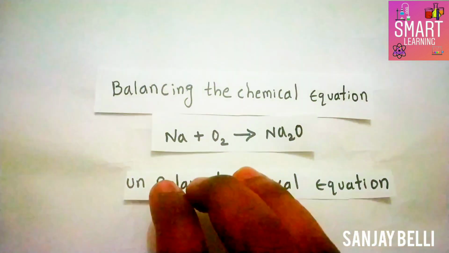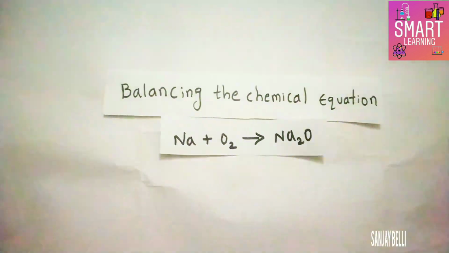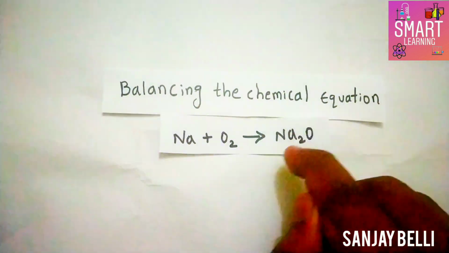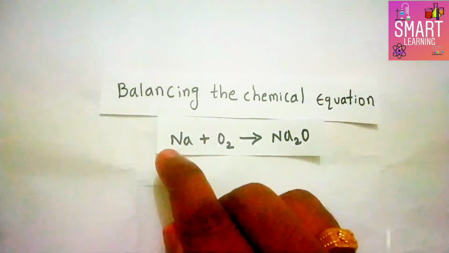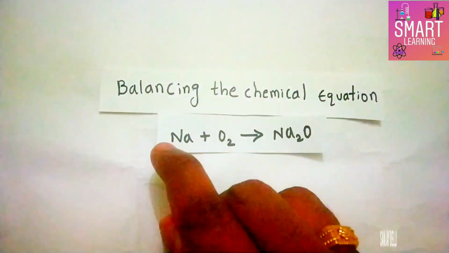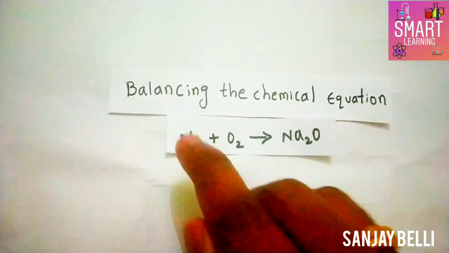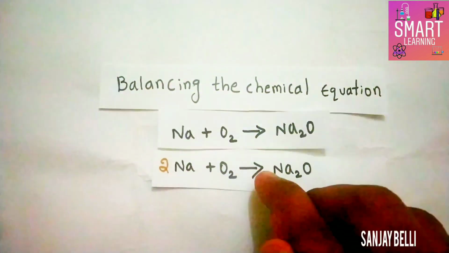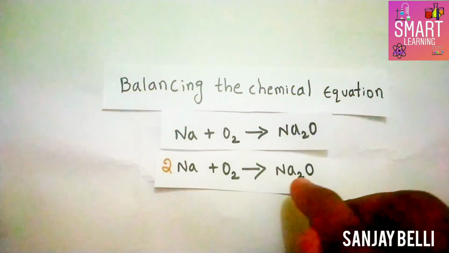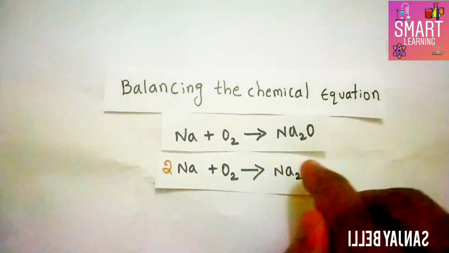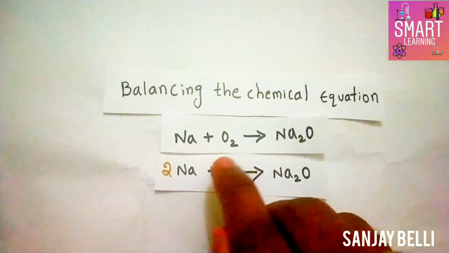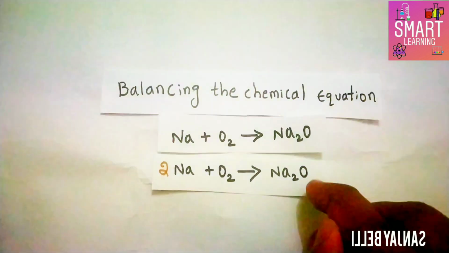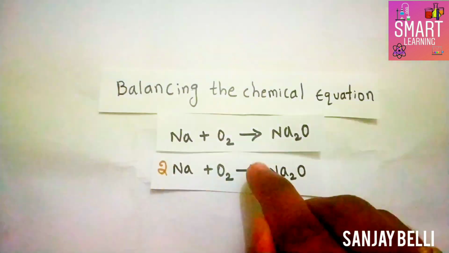Now we have to balance the chemical equation. How do we balance it? Here you can observe Na2, that means 2 sodiums are there on the product side. So I want to make 2 sodiums on the reactant side. That means here I'll multiply by a factor of 2. 2 Na plus O2 gives rise to Na2O. That means 2 sodiums, 2 sodiums. Now the sodium is balanced. Now we have to balance the oxygen. Here we have 2 oxygens, here we have only 1 oxygen. So here we have to multiply by 2.